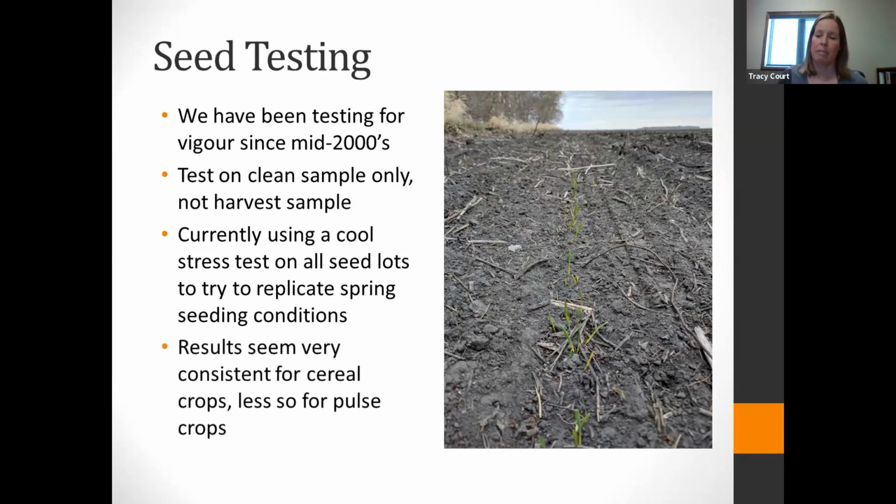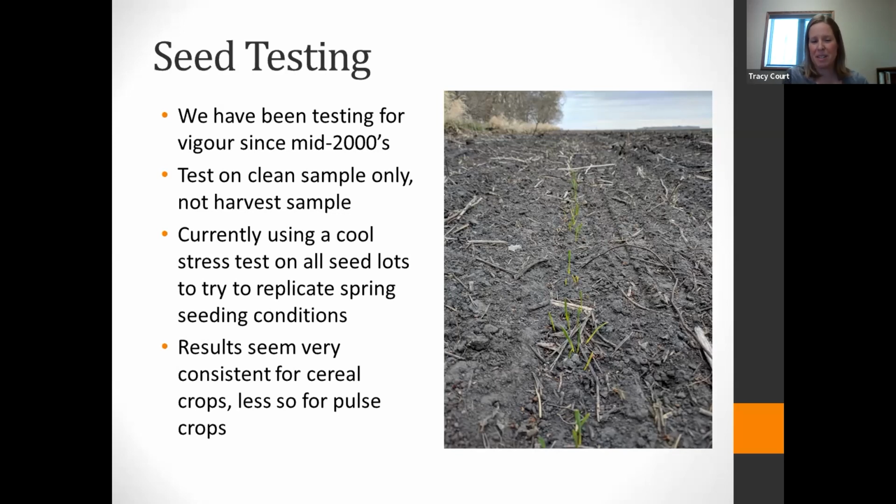Our results have been very consistent for cereal crops. What you'll see in a couple of slides is that the consistency certainly drops off as you get into poor quality seed with low germs. But for the most part, we do see consistency.